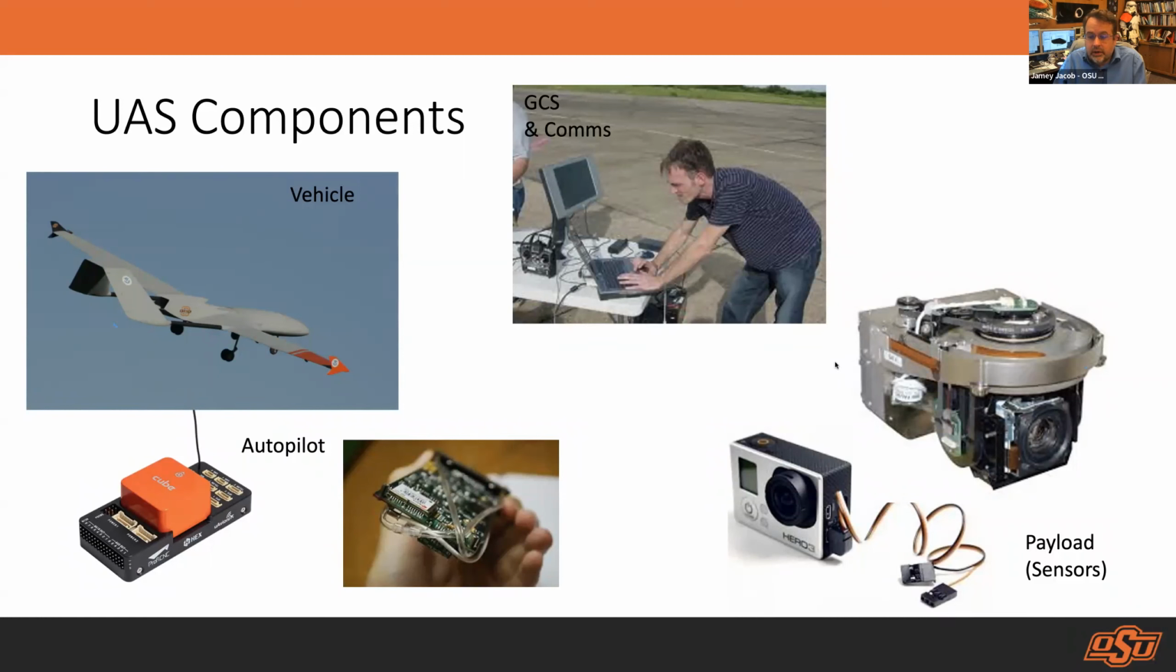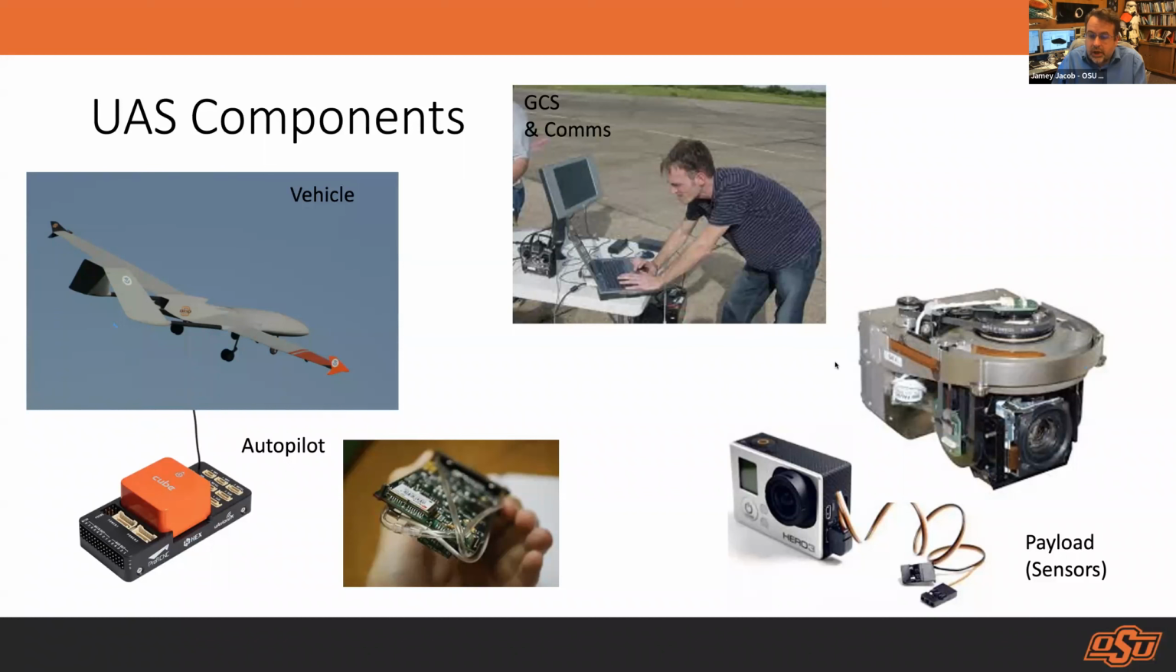More often than not, that payload is some kind of camera. It could just be a regular visible RGB camera. It could be taking still pictures or video, or it could be an electro-optical infrared system. But it could also be something like a LiDAR or an in situ chemical sensor.